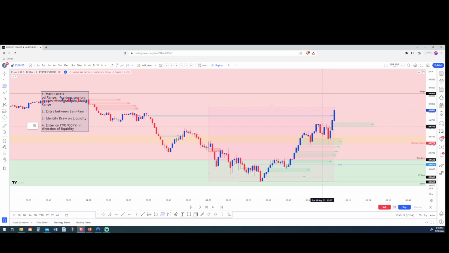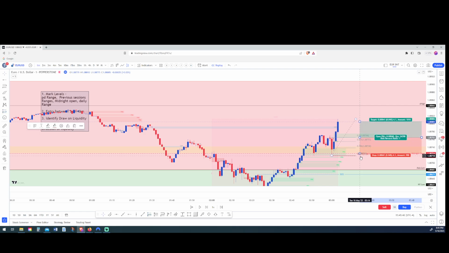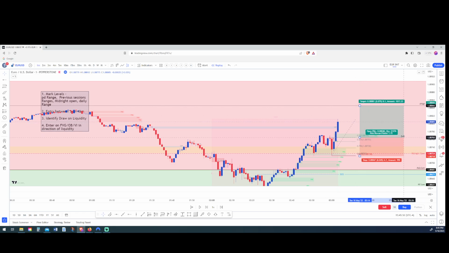Now in my process, we're breaking structure higher. I'm expecting us to take out at least the daily high, probably previous day high. Previous day's highs above us. I'd want to retrace at least 50% to a discount of this range and our entry. Stop loss just a tick below this low. First target for a quick 5 handles, 5 pips.